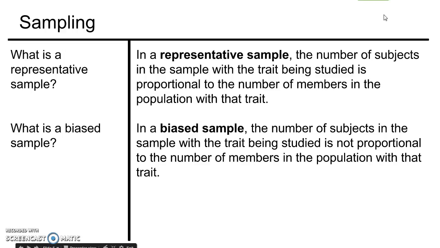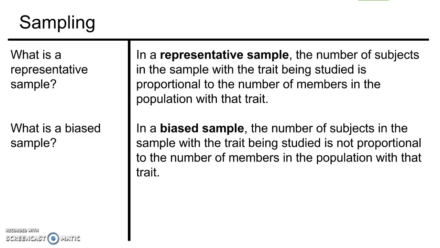All right, next 2 definitions. Press pause and copy these down. I'm going to read them to you as you're copying. What is a representative sample and what is a biased sample. In a representative sample, the number of subjects in the sample with the trait being studied is proportional to the number of members in the population with that trait. We want it to represent the entire population.